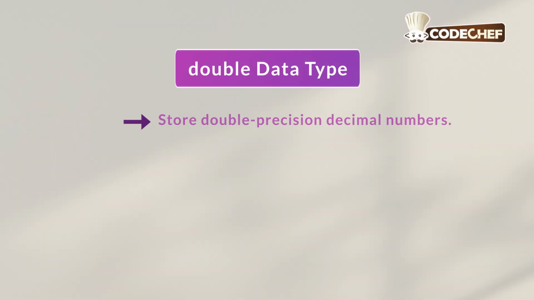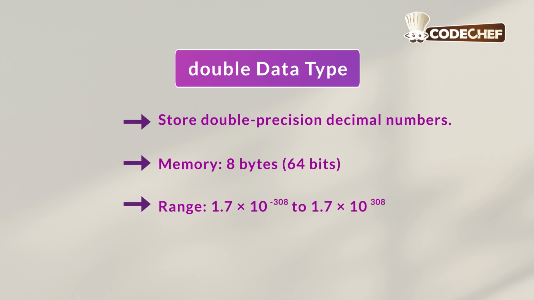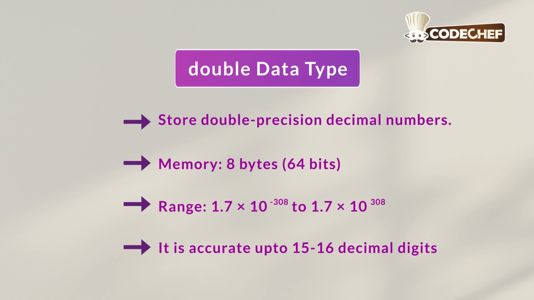Now the next data type is double. The double data type is used to store double precision decimal numbers. It usually takes 8 bytes or 64 bits of memory. It can store values approximately from 1.7 into 10 raised to the power minus 308 to 1.7 into 10 raised to the power 308. And usually it's accurate up to 15 to 16 decimal digits. It is the most commonly used type for decimal numbers in C++ due to its higher precision.